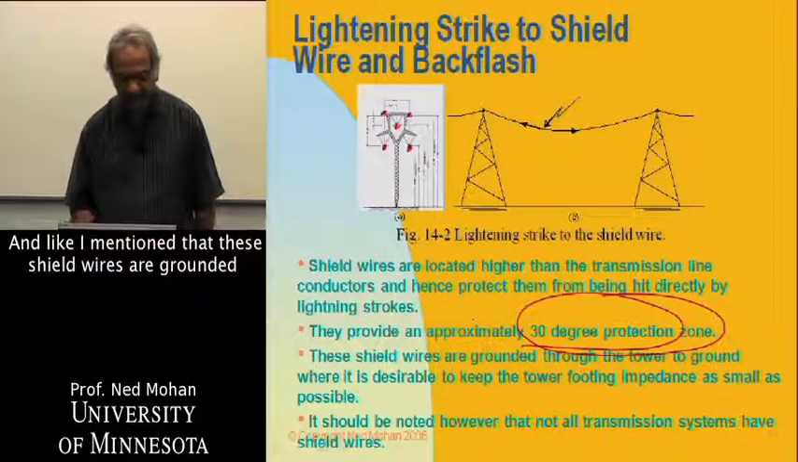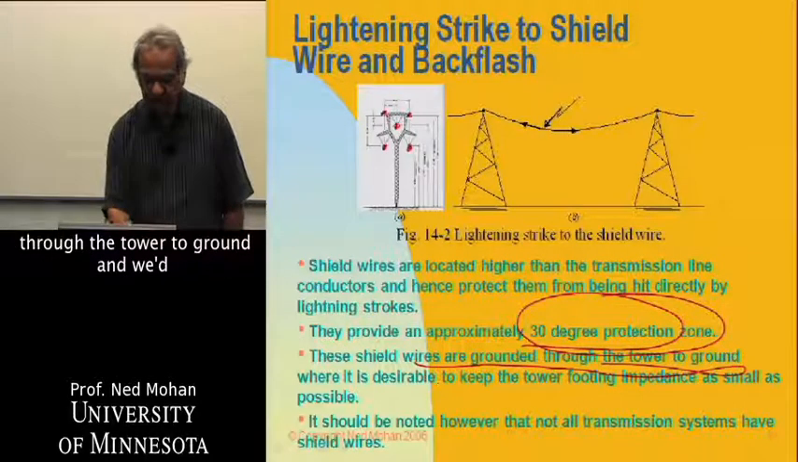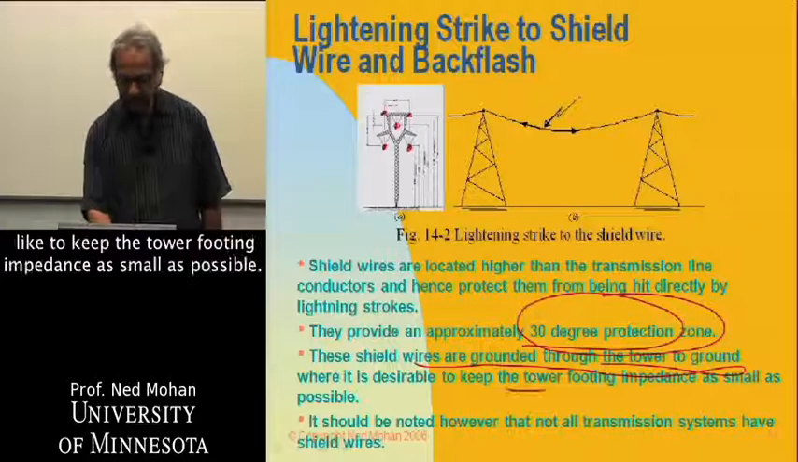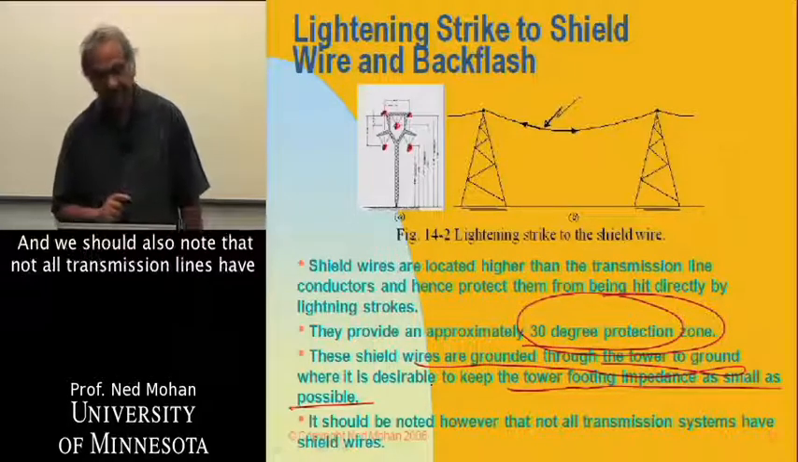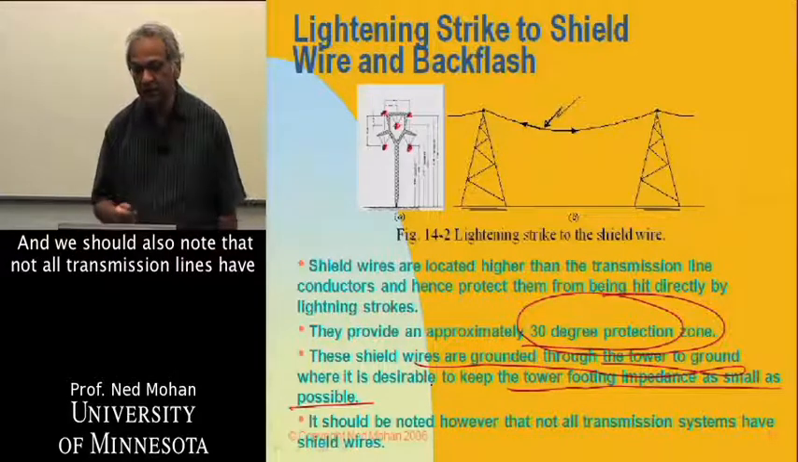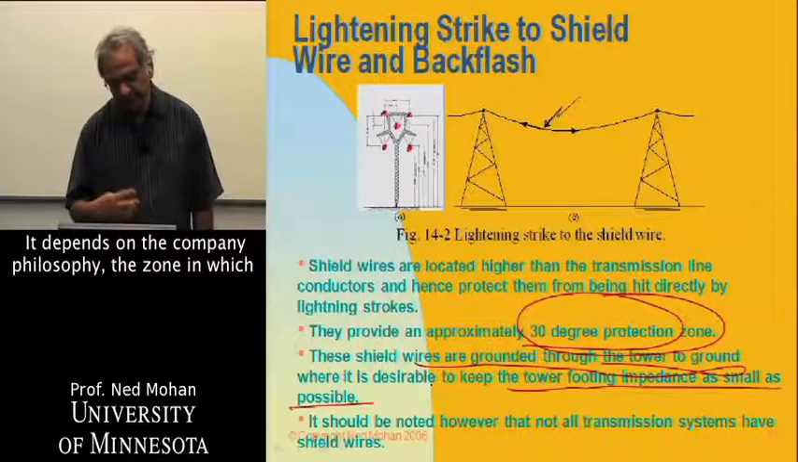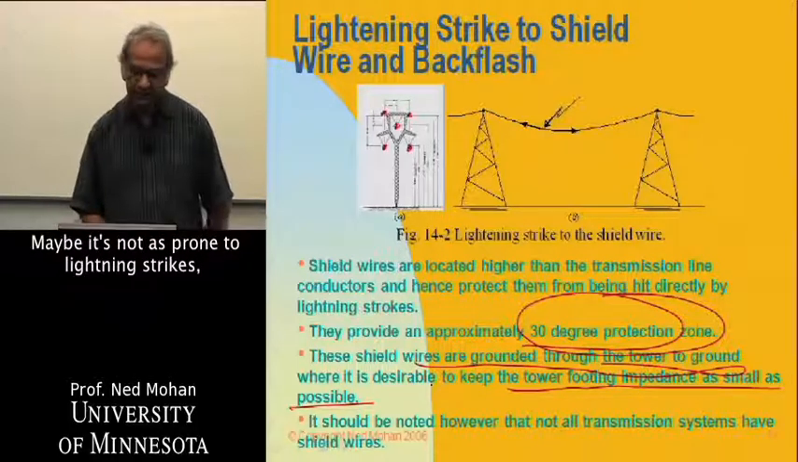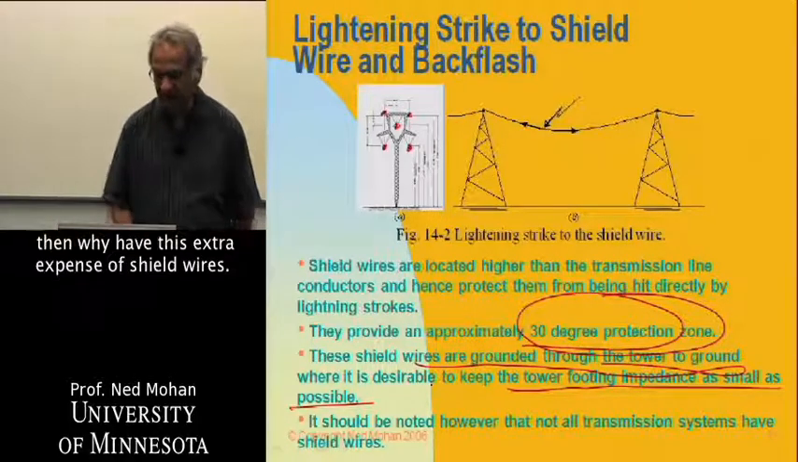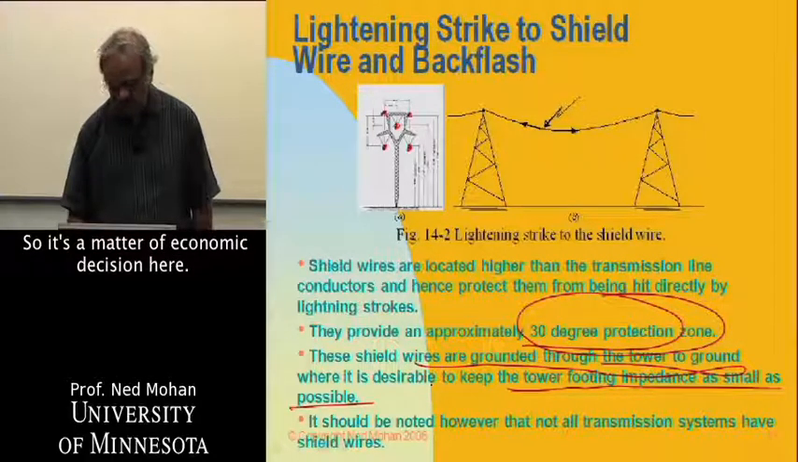Okay, and like I mentioned, these shield wires are grounded through the tower to ground, and we would like to keep the tower footing impedance as small as possible. And we should also note that not all transmission lines have shield wire. It depends upon the company philosophy, the zone in which the company is located. Maybe it's not as prone to lightning strikes, then why have this extra expense of shield wires? So it's a matter of economic decision here.